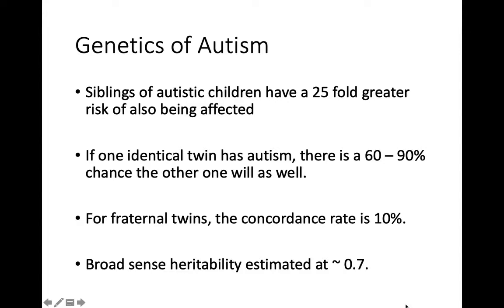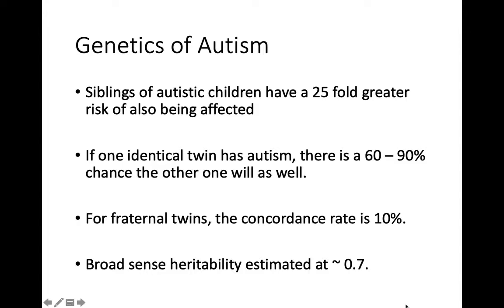To explore how, as geneticists, we try to uncover the genetic basis for complex diseases, I'm going to use two different examples. I'm going to talk about autism and type 2 diabetes. We're going to start off with autism. To understand the genetics of autism, population studies are commonly performed to identify whether or not there is a strong genetic basis. It turns out that siblings of autistic children have about a 25-fold greater risk of also being affected.